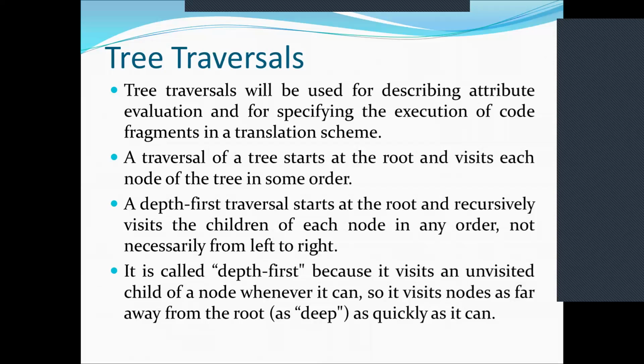But what it does is go deep into the tree through one child after another. Meaning it is a recursive process. You know what recursive is, right? Recursive is calling itself. So if it starts from the root, it goes to the leftmost one first. Then from the leftmost, it goes to the next leftmost, and the next leftmost. So that way it travels. This is your depth first traversal. It is called depth first because it visits an unvisited child of a node whenever it can.